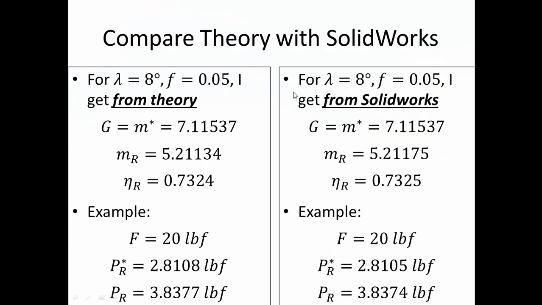So this is the summary of the 0.05 friction factor with lambda equals 8 degrees. From theory, I got these numbers that I had to actually take out to more decimal places. That was gear ratio, theoretical mechanical advantage, actual mechanical advantage, and then efficiency for raising. In the example, I did 20-pound force on the output, and I got my theoretical input as that, and my actual input is that from theory. And then in SolidWorks, I showed you step by step how I got these numbers, and it turns out that they're very, very close to theory. So very good agreement is what I got in this.